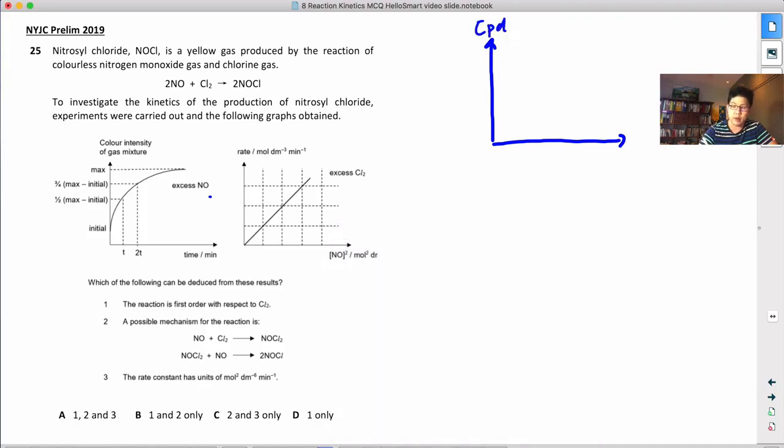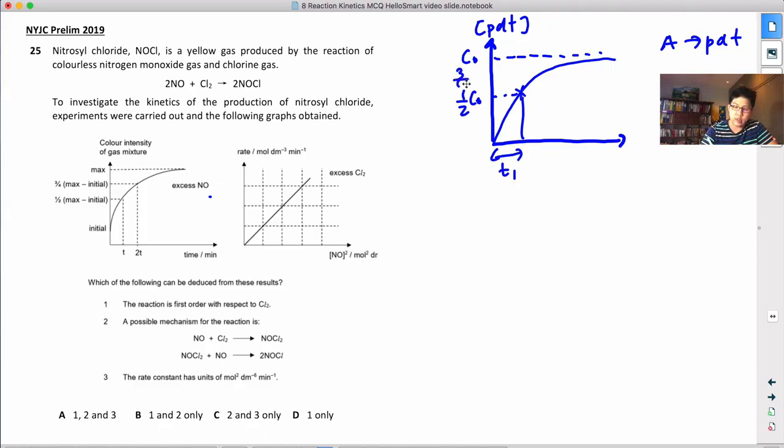If this is the product time graph, what you'll realize if you have a reactant A to a product is, firstly, what you need to find out is the final amount or volume of the product. This is the first thing. Maybe I call it C naught. So if the graph has this pattern, from 0 to half, this is a time taken T1, and from half C naught to 3/4 C naught, I call this T2.